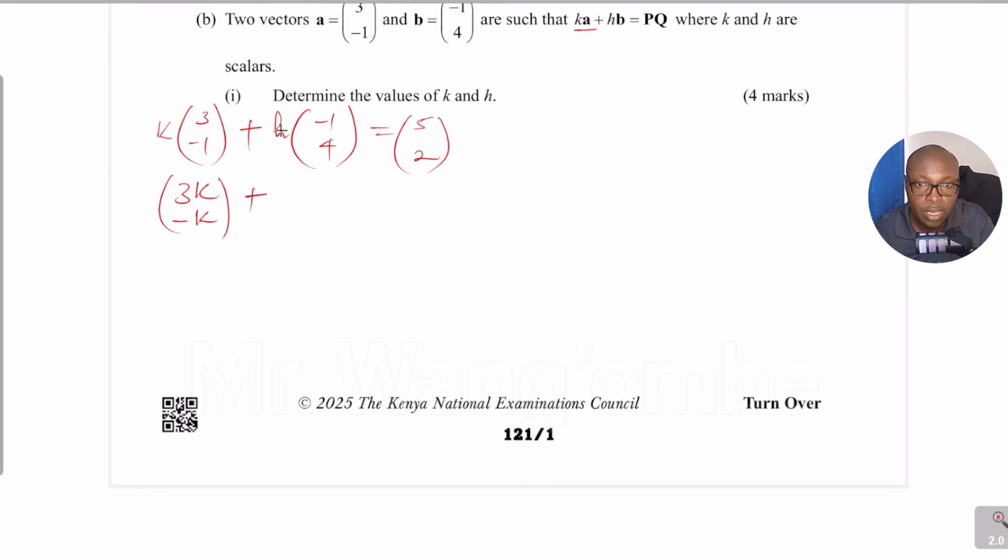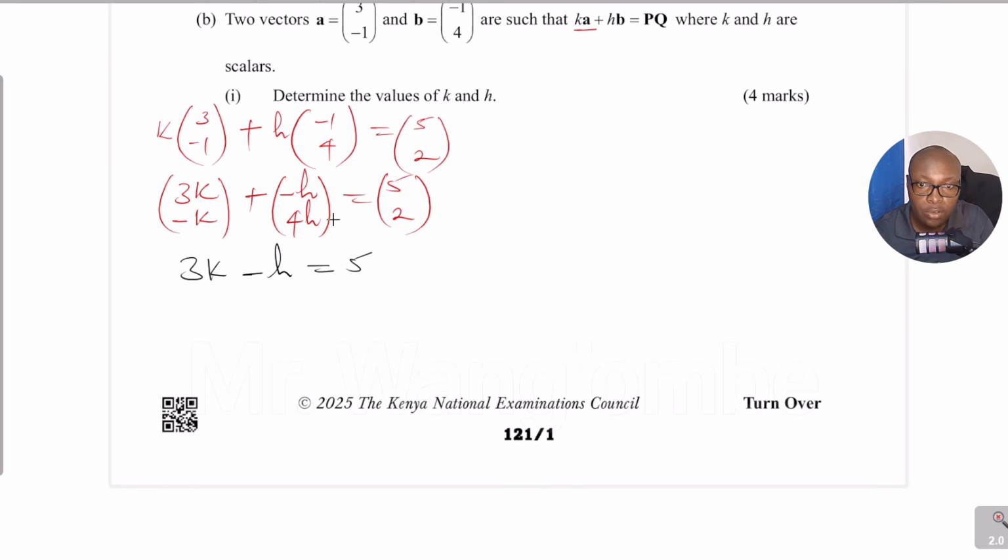Then plus H times -1, that would be -H. Then H times 4, we have 4H, is equal to 5, 2. From there, you can pick these elements in the first row. Let me call this the first row. So you have 3K subtract H is equal to 5 as the first equation.